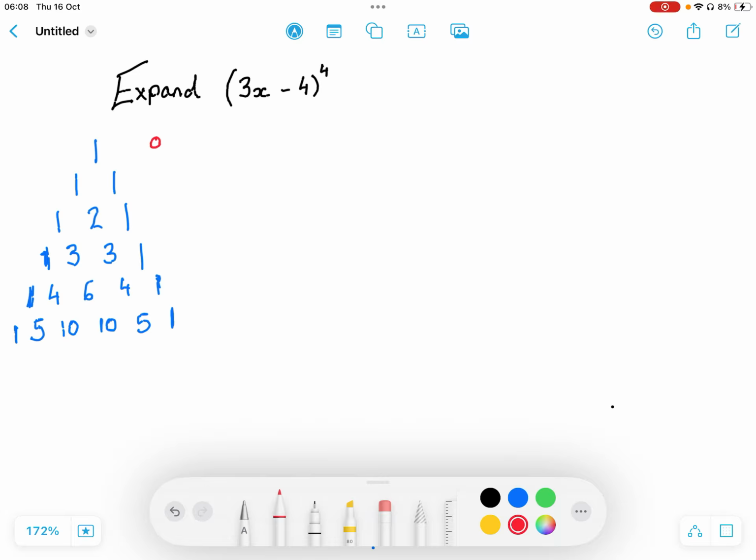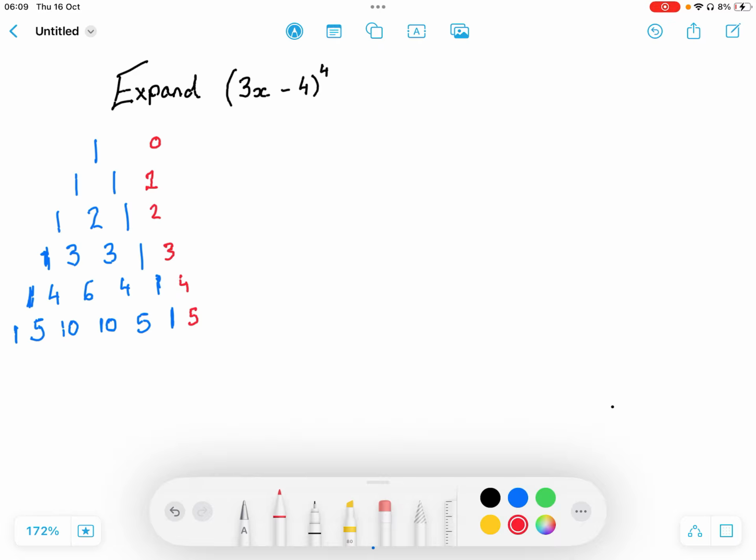That first line, that just 1 is to the power of 0, which obviously we're never going to use, but it's there. The second line is to the power of 1. The third line to the power of 2. To the power of 3. To the power of 4. To the power of 5. So in this question, 3x take 4 all to the power of 4, we're going to be using that fourth line. 1, 4, 6, 4, 1.